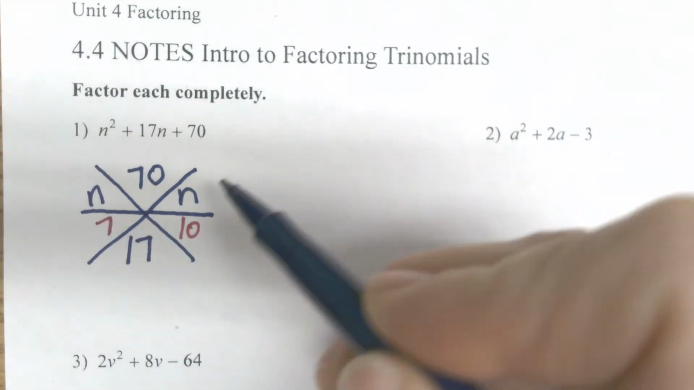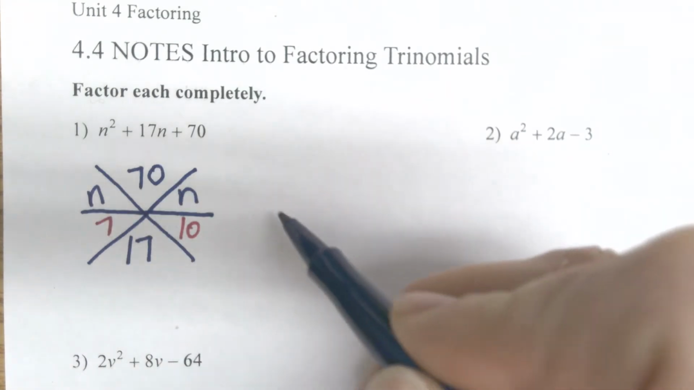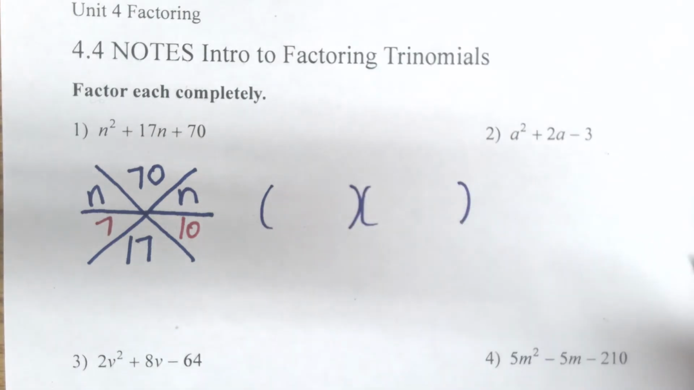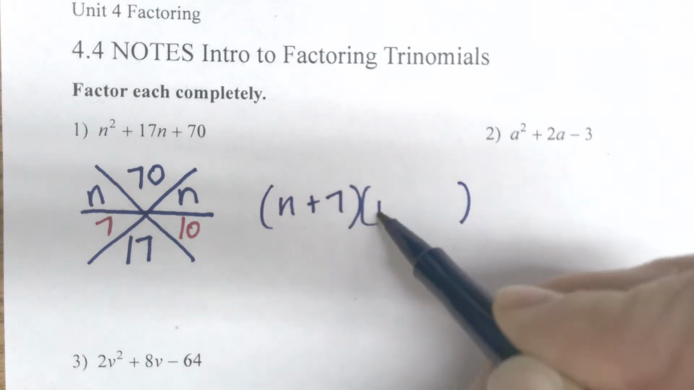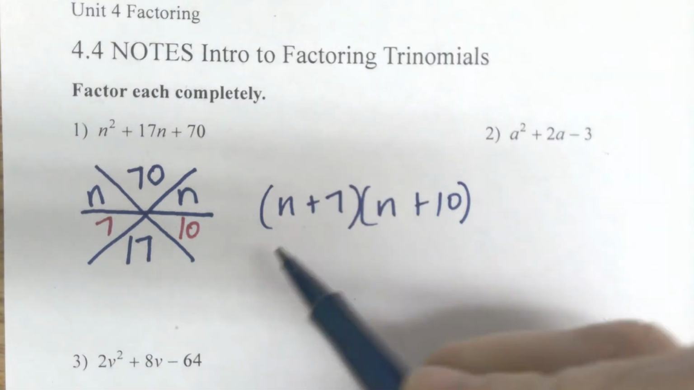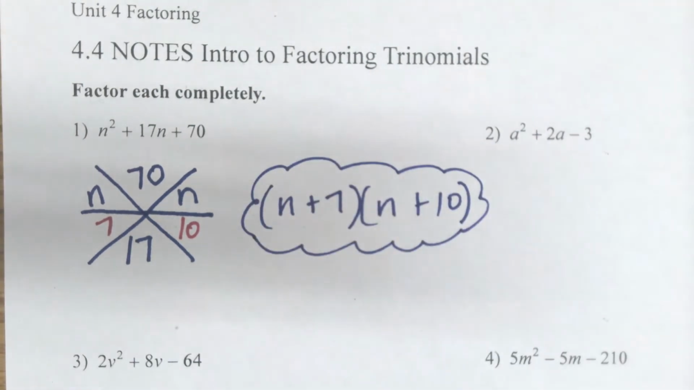My final answer is, because 7 is positive, I'm going to write 2 parentheses. So this is n plus 7, n plus 10. That becomes my final factored form.